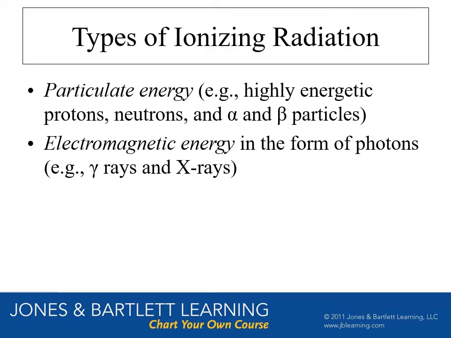There are two types of ionizing radiation to think about. One is particulate energy. These are highly energetic protons, neutrons, and alpha and beta particles. And the other is in the form of photons, so not particles, but part of the electromagnetic spectrum. These are gamma rays or X-rays.